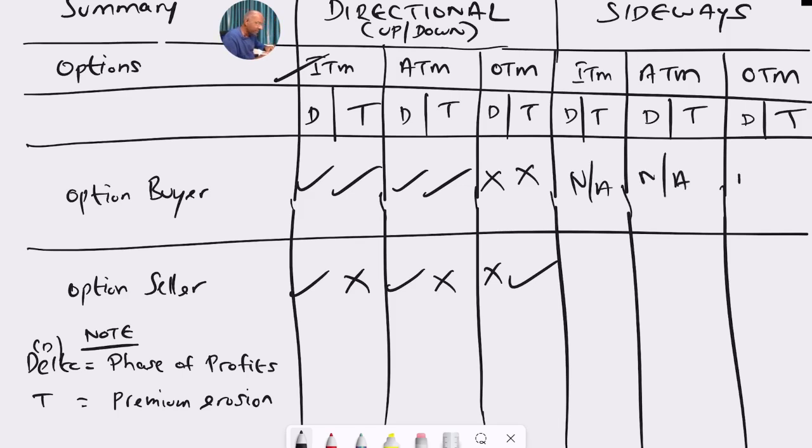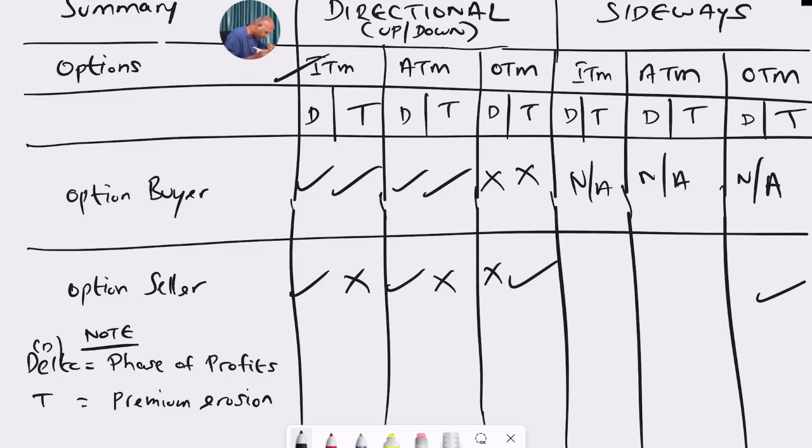Let's say an option seller in a sideways market, if he's going to choose out of the money option, then it will have a very big positive impact because of the time value. Let's say if the price does not move for the whole month, still an option seller can come out in big profits due to higher premium erosion in out of the money. And this is the reason why option sellers always prefer to go with out of the money options.